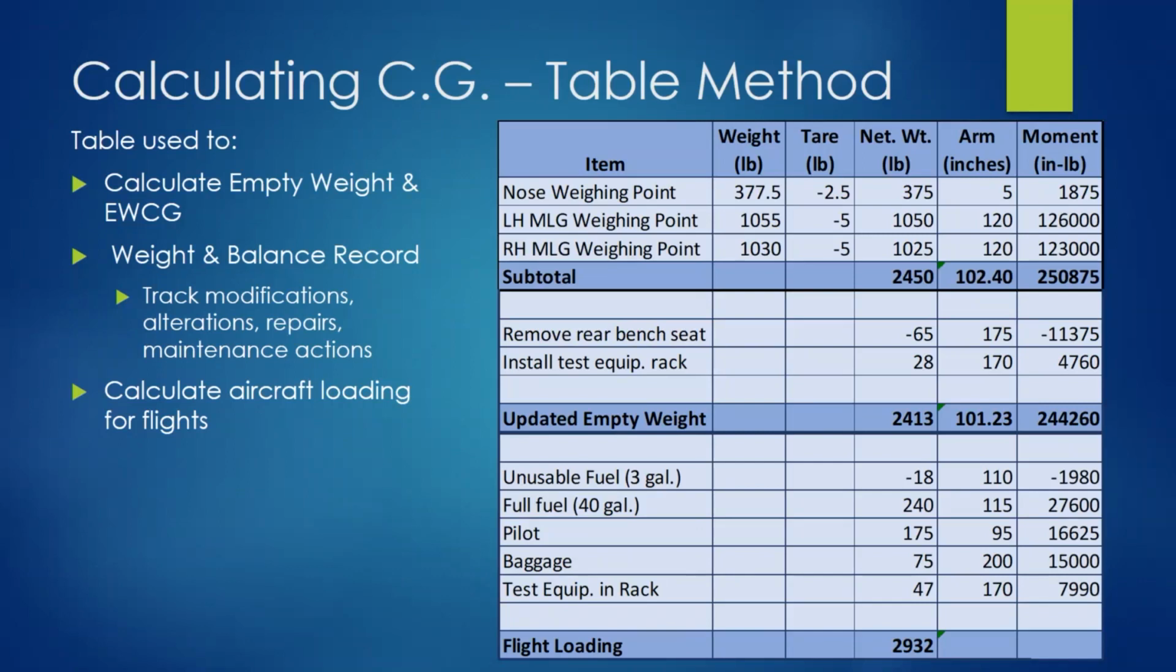Our pilot, baggage, and test equipment, all of those moments. We add that right-hand column together, including adding the negative, which is effectively a subtraction. So adding that together gives us 309,495 for a moment. And then how do we find the loaded CG? Take our loaded moment and divide it by the loaded weight.